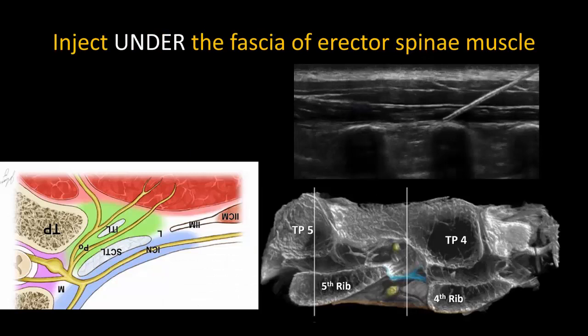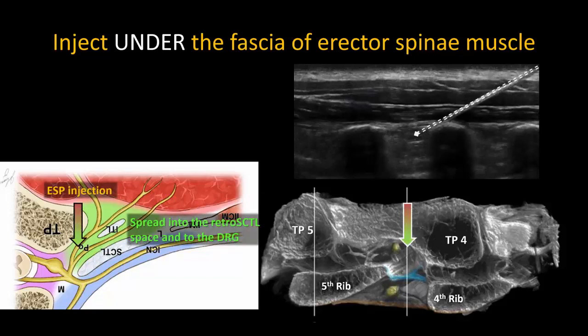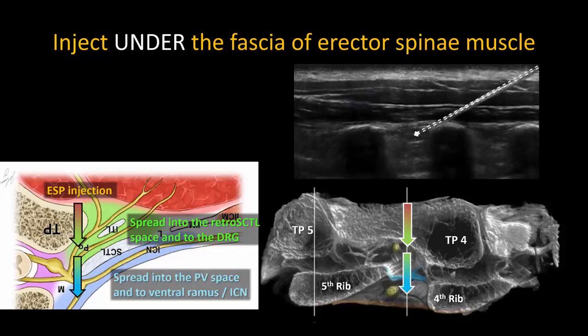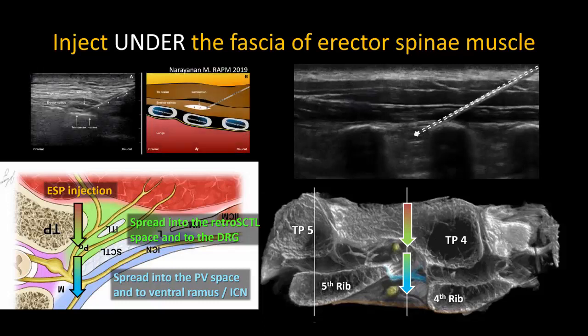First, it's important to place the needle tip under or deep to the fascia of the erector spinae muscle, so that we're injecting into the retro-SCTL space, from where the local anesthetic can then spread and diffuse to the intervertebral foramen and the dorsal root ganglion, and perhaps even further anteriorly to the true paravertebral space. What we don't want is an intramuscular injection.